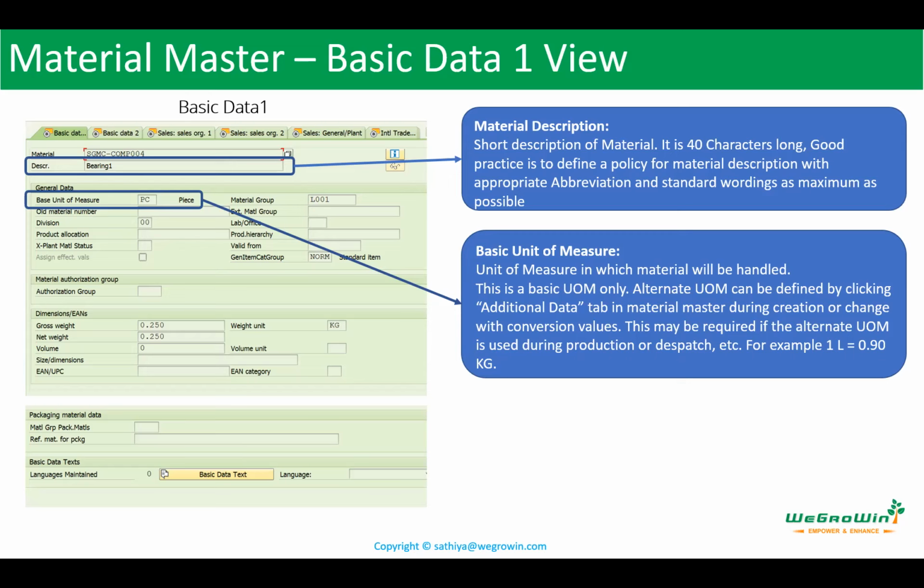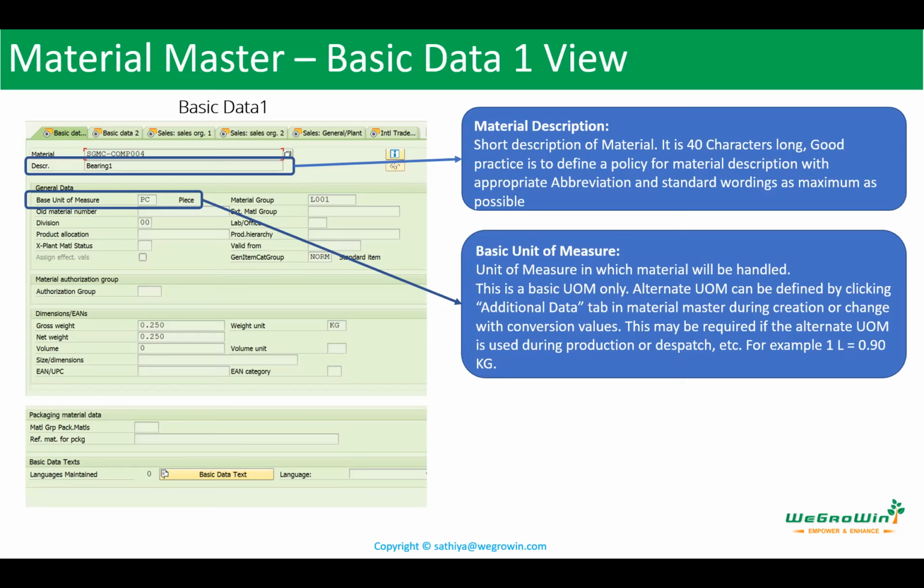Right? I have to define them in pieces only. But when I sell, I may be selling in a cotton box. Each cotton box may be having 40 soaps or 50 soaps in the particular carton. So what I can define for this particular material, the soap, as my selling unit of measurement, I can define it as a carton.